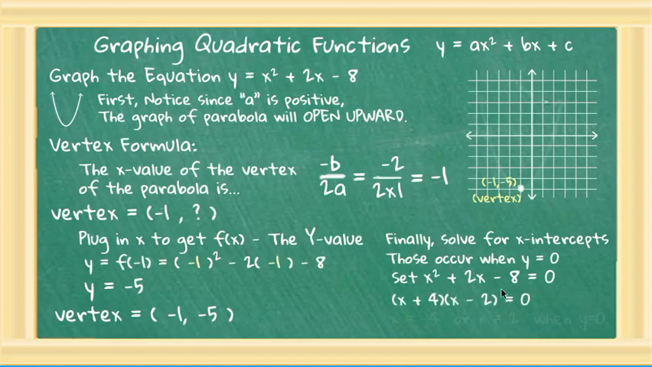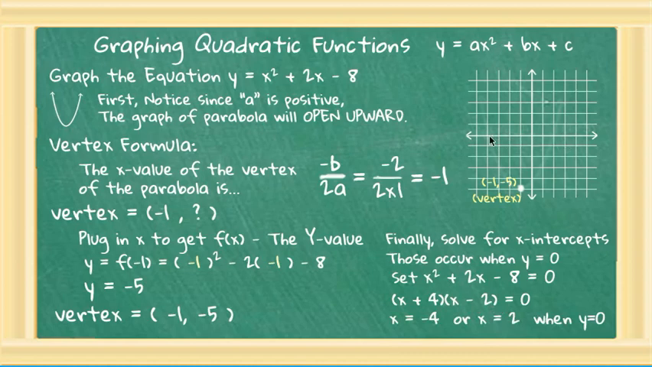Now I use reverse FOIL. That's hopefully pretty familiar. I do reverse FOIL. I get x plus 4, x minus 2. I ask what would make either of these binomials equal to 0, and that's either x equals negative 4 here, or x could be positive 2 here. That would make that true. Those are the two x values on the graph where y is 0, where it's crossing the axis.